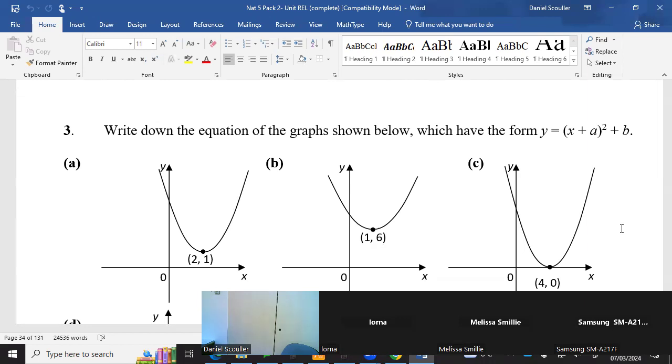So it works in the same way as when we were doing sine bracket x plus 45 or x minus 45. It determines which way it moves along the x-axis. So if it's a negative, that minimum is right of the 0 line.